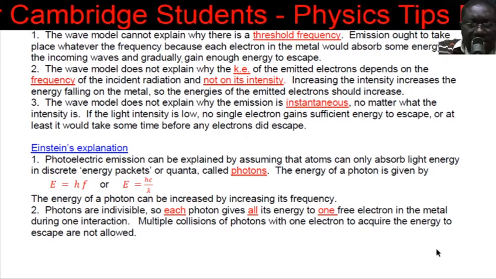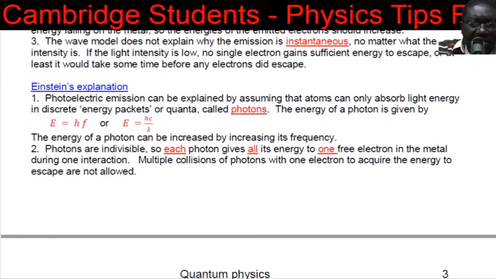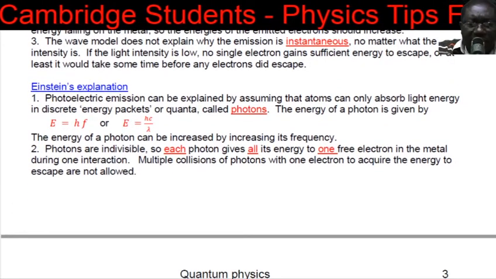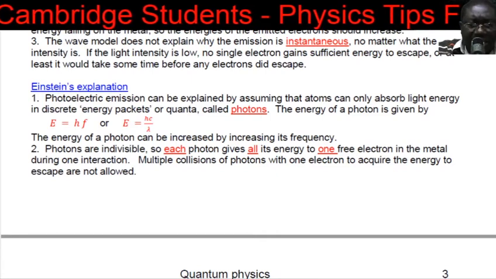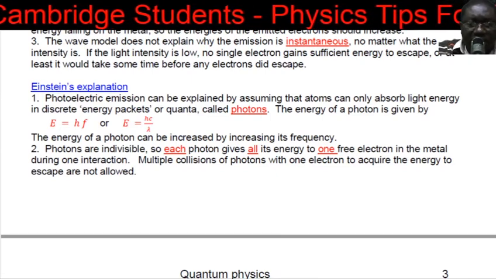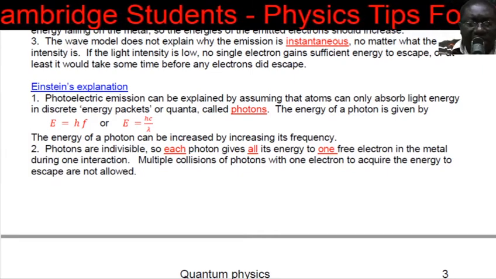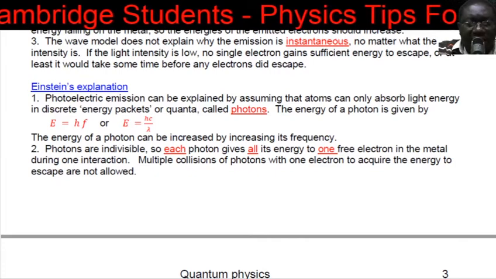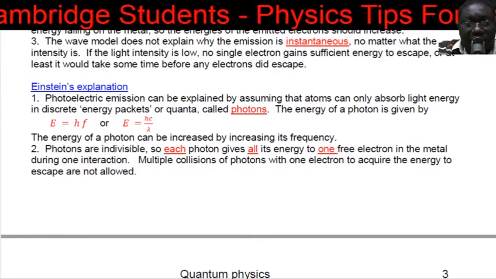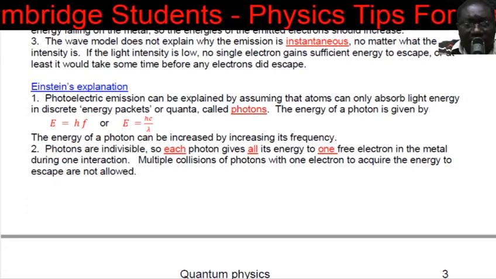Now, Einstein's explanation of this photoelectric effect. The photoelectric effect can be explained by assuming that atoms can only absorb light energy in discrete energy packets or quanta called photons. The energy of a photon is given by hf. These photons have different energies. A photon of IR has a low energy because its frequency is low. A photon of UV has high energy because its frequency is high.